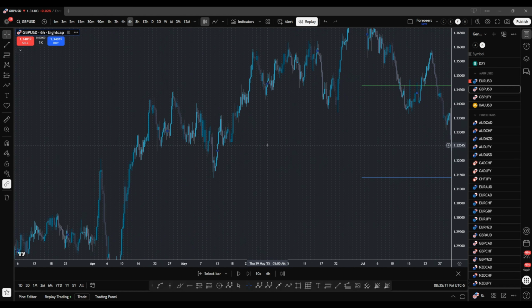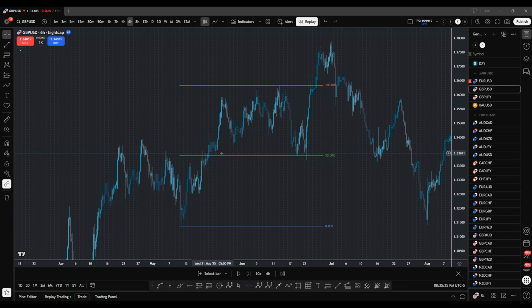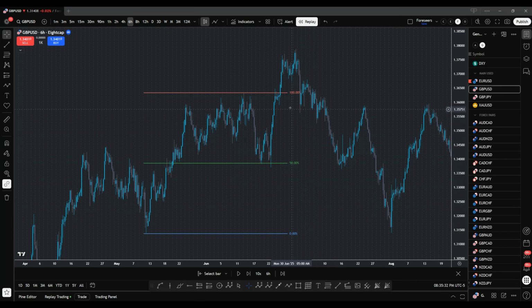Let me show you another example here. Okay, the trend is bullish. We set up the fib here. Price came down to the 50%, or if it came down a little lower, you would then have entered trades to go long. But again, be very careful, guys. Always trade like this.